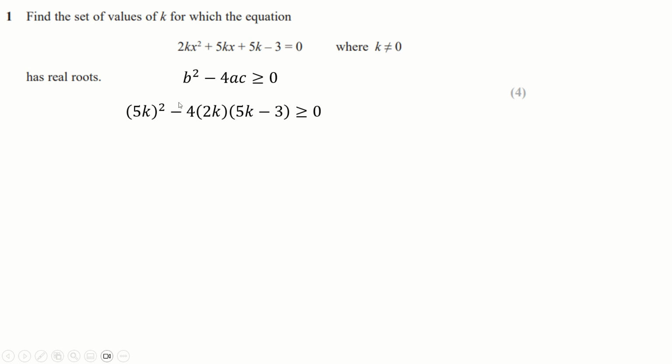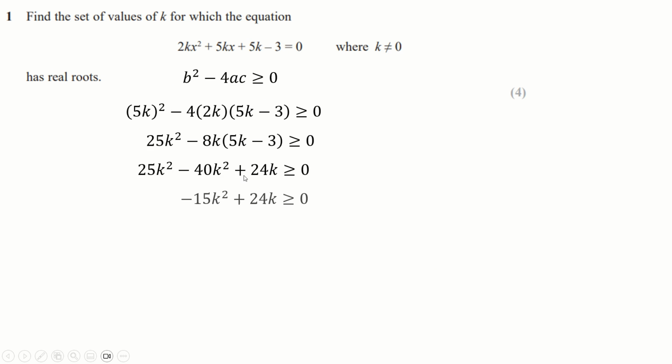So you put that information in, make sure that you square all of 5k so it becomes 25k squared. Expand this out carefully, don't make a mistake with the minuses. Simplify it up. And this has critical values clearly at k is either 0 or k is 24 over 15, which simplifies to 8 over 5. And now this is an upside down quadratic that you want to be bigger than 0. So think of an upside down quadratic, critical values here. Bigger than 0 means between the two critical values.